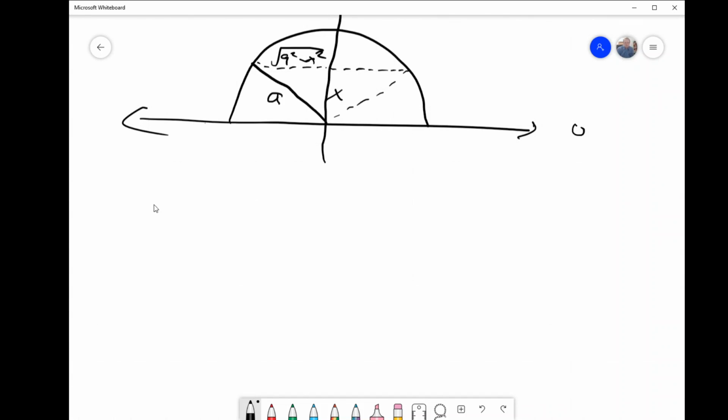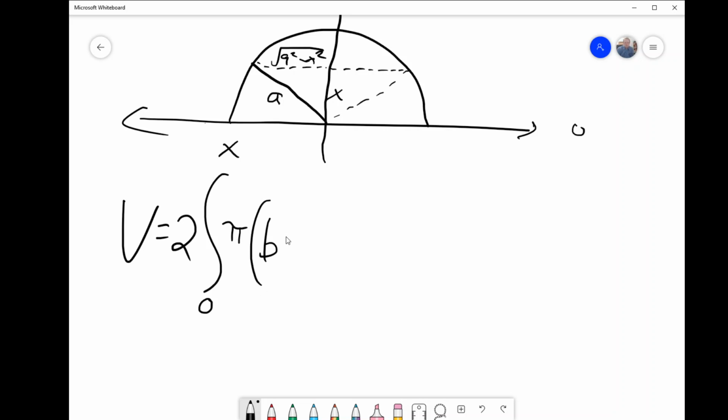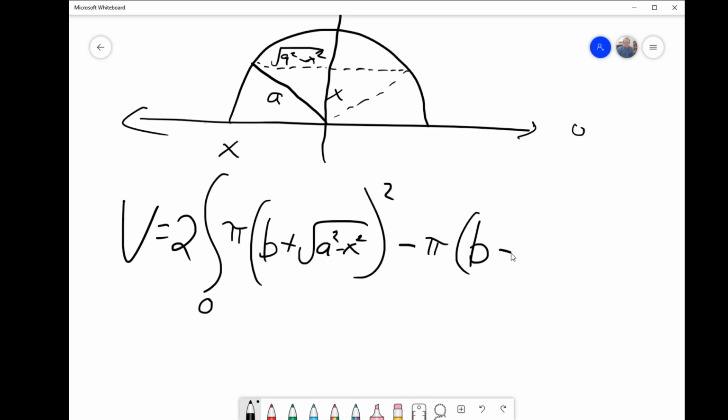So now this means that our volume is going to be 2 times the integral from 0 to x of the areas of this inner circle. And that area is going to be the area of the outer circle, b plus root a squared minus x squared all squared, minus the area of the inner circle, b minus the square root of a squared minus x squared all squared dx. Just to be clear, we'll put that entire integrand in brackets.